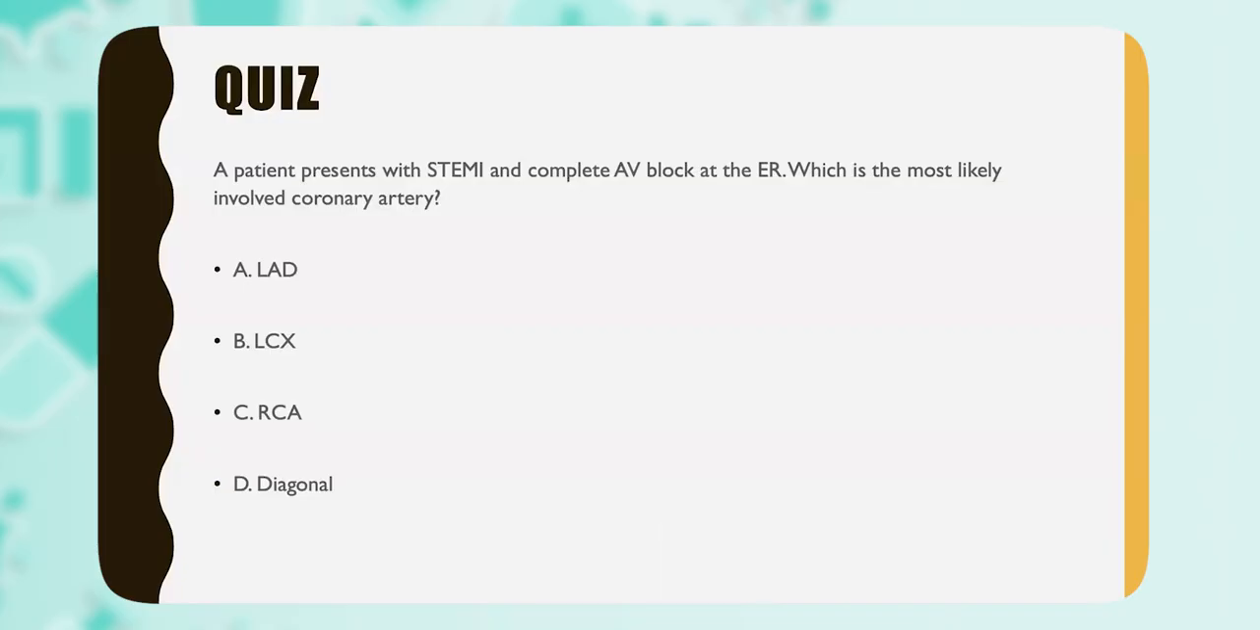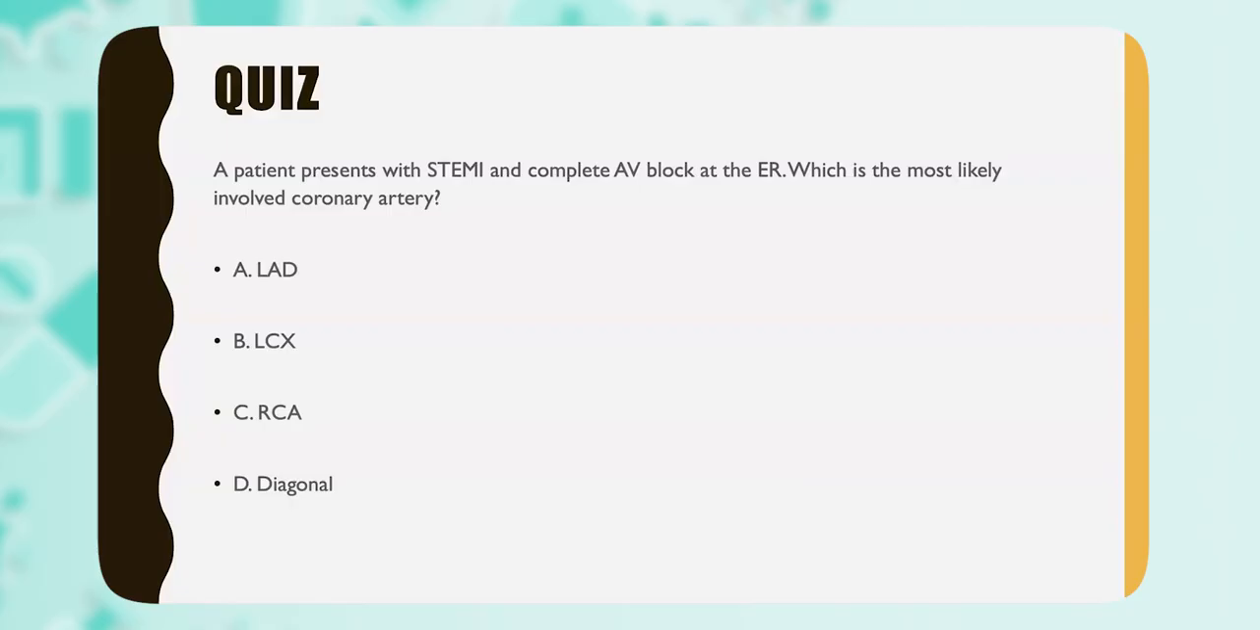Because the right coronary artery supplies the inferior part of the heart along with the AV node, through the posterior descending artery. So in such cases, you will get both STEMI and AV block. Yeah, so AV node is mostly supplied by the right coronary artery.